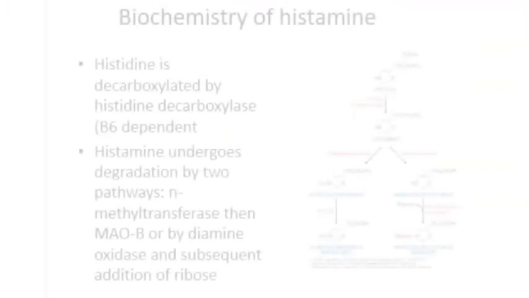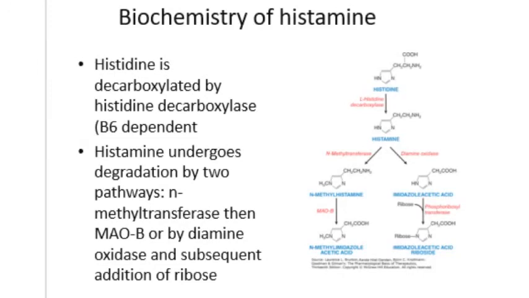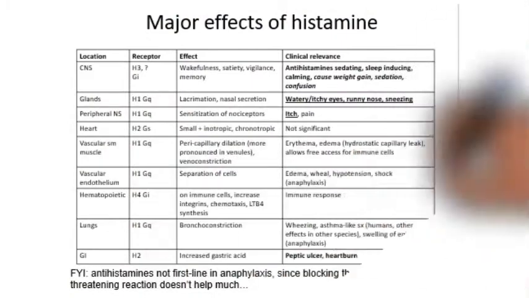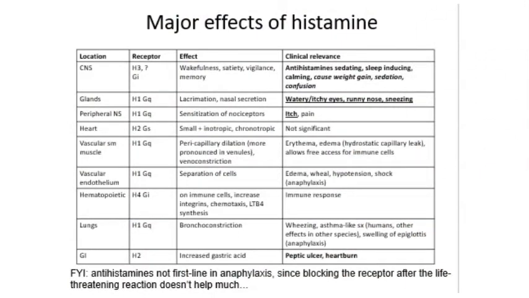The first inflammatory player that we want to talk about and focus on is histamine. This slide depicts its biochemistry. Histamine is formed from histidine when histidine, the amino acid, is decarboxylated by histidine decarboxylase, which, for your information, is a vitamin B6 or pyridoxine-dependent enzyme. Histamine itself undergoes degradation by two pathways, N-methyltransferase, then monoamine oxidase B, or degradation by diamine oxidase and subsequent addition of ribose.